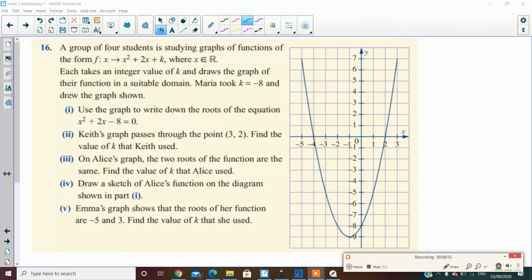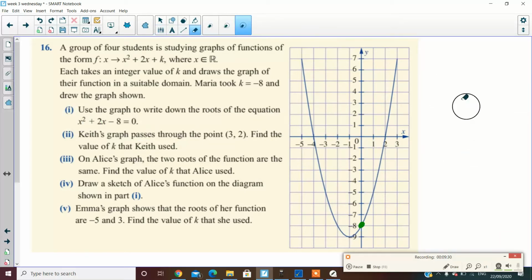Now, 16. A group of 4 students is studying the graphs of functions in the form x squared plus 2x plus k, where k is a constant. Maria took k equal to minus 8. Do you see the way it's down here? See the minus 8 down there where it hits the y-axis? Once we replace x with 0, what would happen? 0 squared, 2 times 0, the answer would be minus 8. So that's why you have the point 0, minus 8. Right? Not that we need to worry about that.